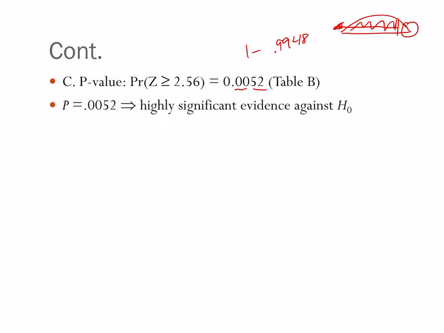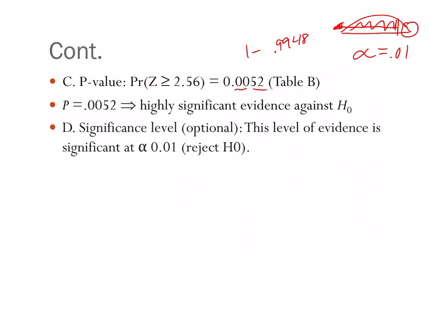which 0.0052 is highly significant evidence against the null hypothesis. Remember, even if we set an alpha level for this example equaling 0.01, 0.0052 is less than 0.01, so this is highly significant evidence against the null hypothesis. We would reject the null hypothesis at this point. So this level of evidence is significant even at alpha level 0.01, and you reject the null hypothesis.